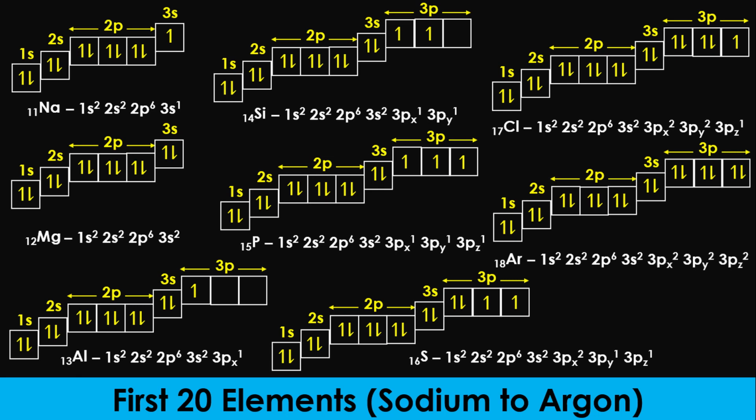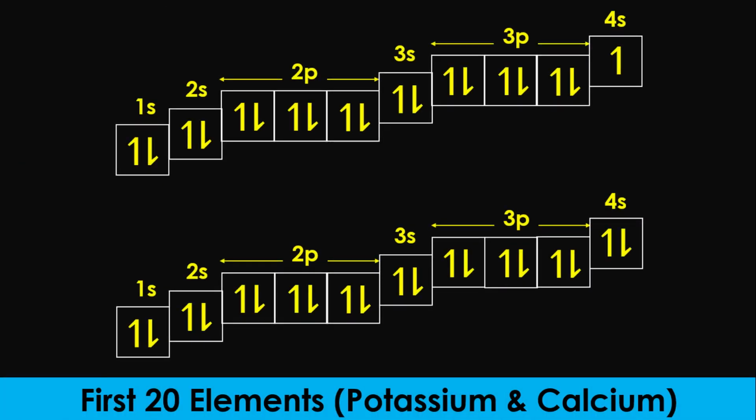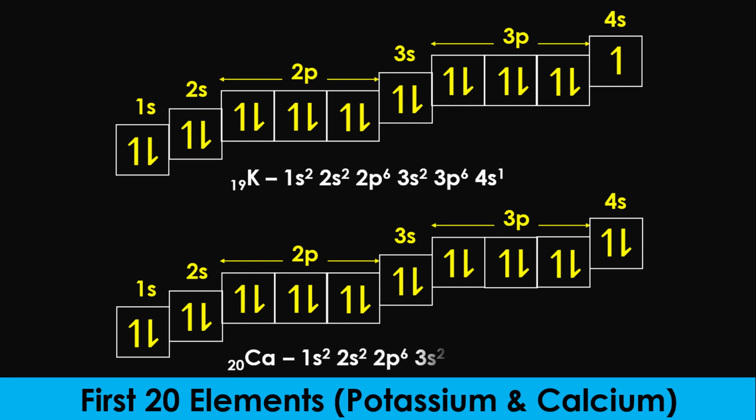After argon, the next pair of electrons move into the 4s orbital instead of the 3d orbital. This is because the 4s orbital has a lower energy level than the 3d orbitals, according to the Aufbau principle. Therefore, the electronic configurations of potassium and calcium are 1s2, 2s2, 2p6, 3s2, 3p6, 4s1, and 1s2, 2s2, 2p6, 3s2, 3p6, 4s2, respectively.